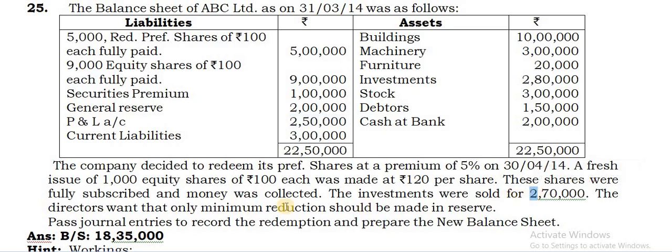Right, loss is there. Then the directors want only the minimum. This is the new adjustment for you. Minimum amount should be used from the reserve. That means, whatever general reserve is there, you should not take it all; make full use of the profit and loss account first, then you come to the general reserve.